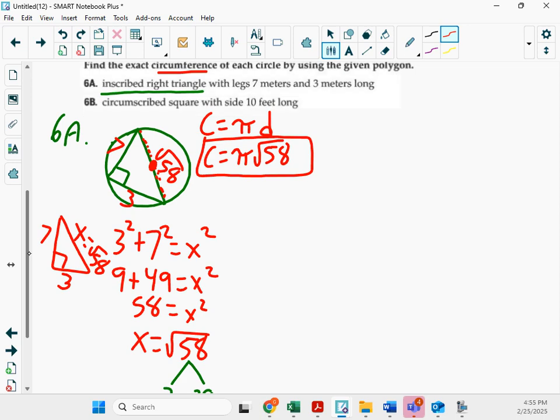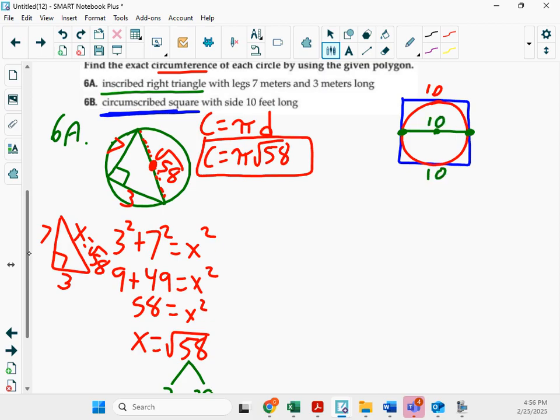Okay. The next one, find the circumference. It is a circumscribed square. What does that mean? When it says circumscribed, that means it's the outside figure. So the outside figure is a square, and inside we have a circle. And it says the side length is 10. Well, if this is a square, then hopefully you notice that going straight through here is the diameter, right through the center of the circle and the square. And if it's 10 on top and bottom, it's going to be 10 in the middle. So if circumference is pi times diameter, and the diameter is 10, then the circumference is 10 pi.